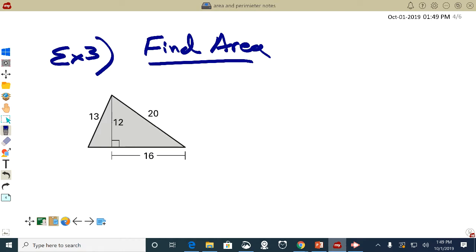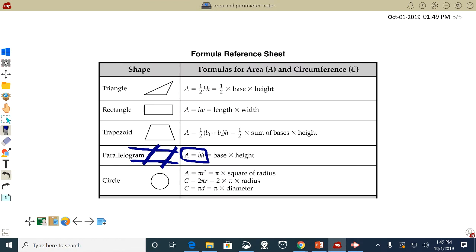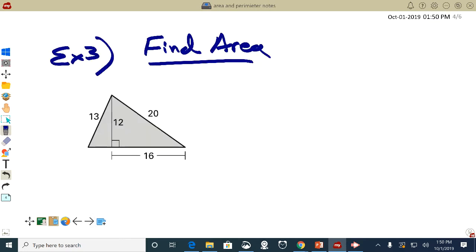Notice our reference sheet from yesterday. The area of a triangle is 1/2 base times height. That's what I'm going to use. That's the area formula I'm going to use for this one. So go ahead and write it down with me. Area 1/2 base times the height.